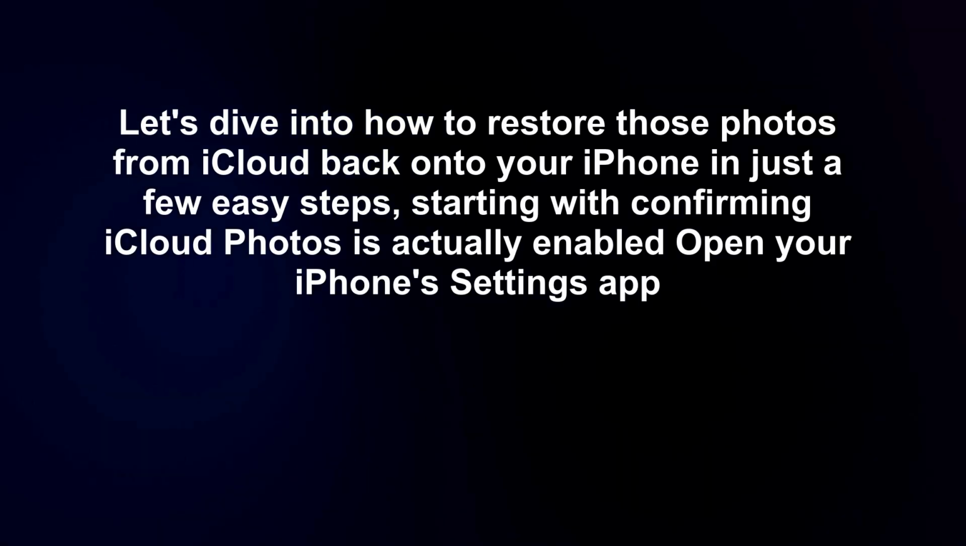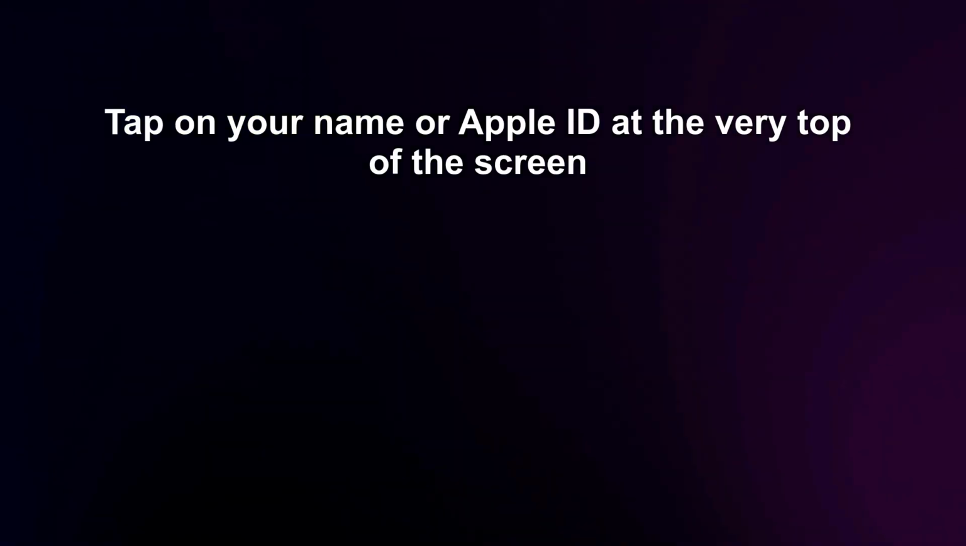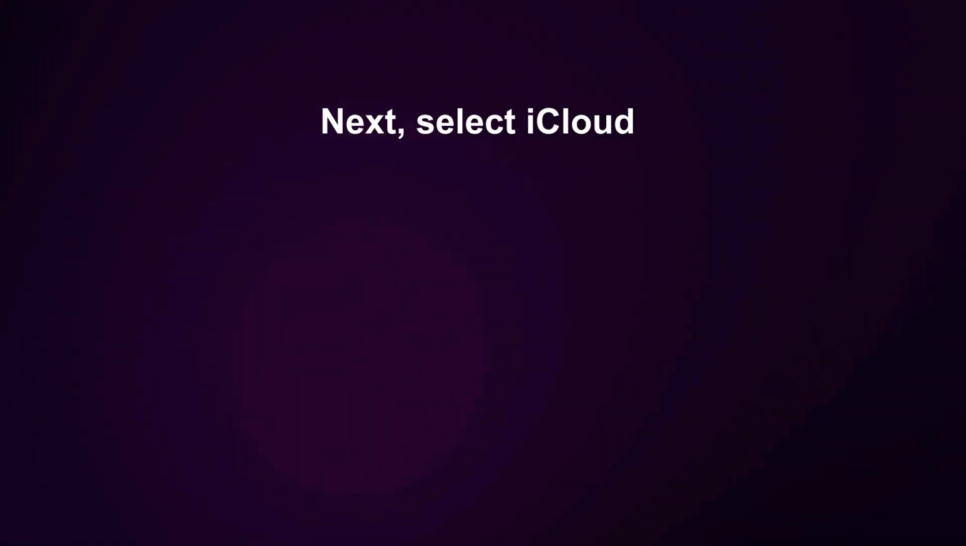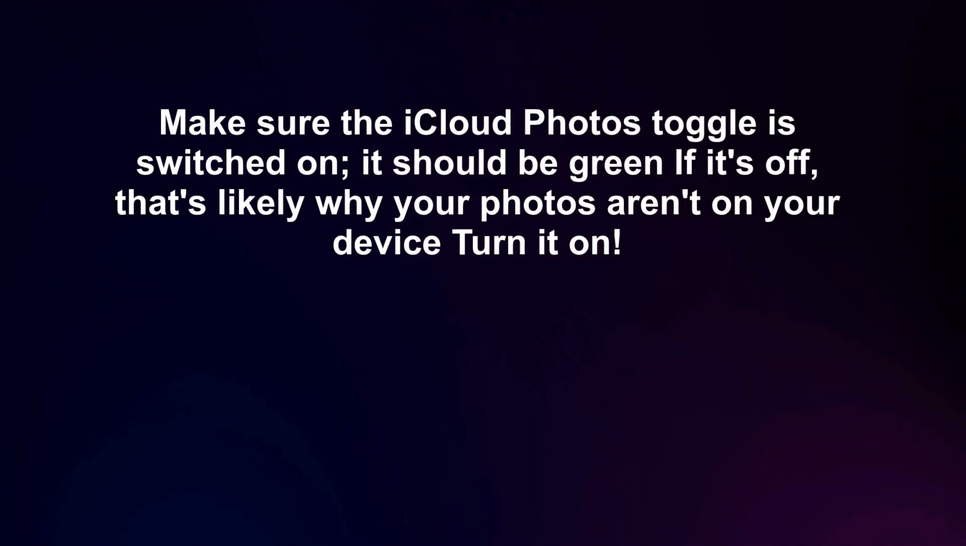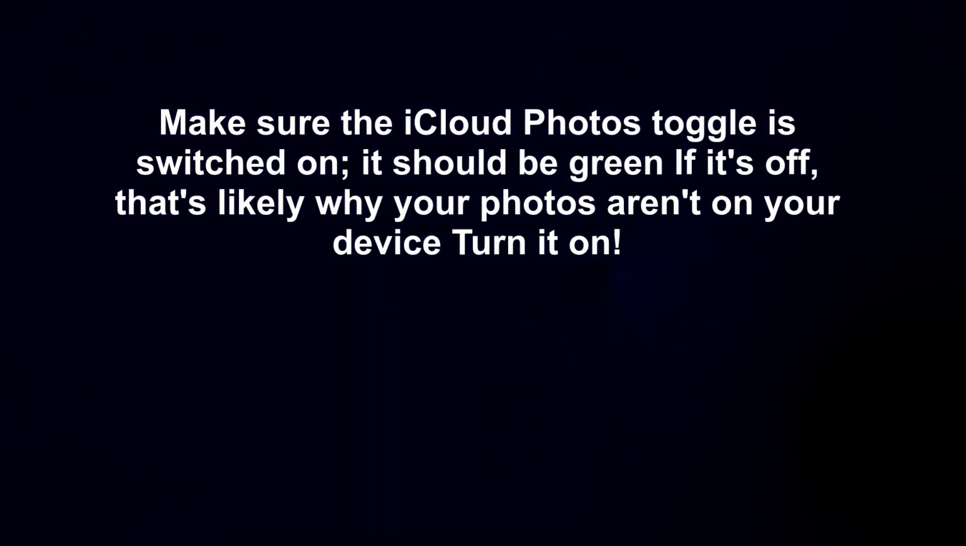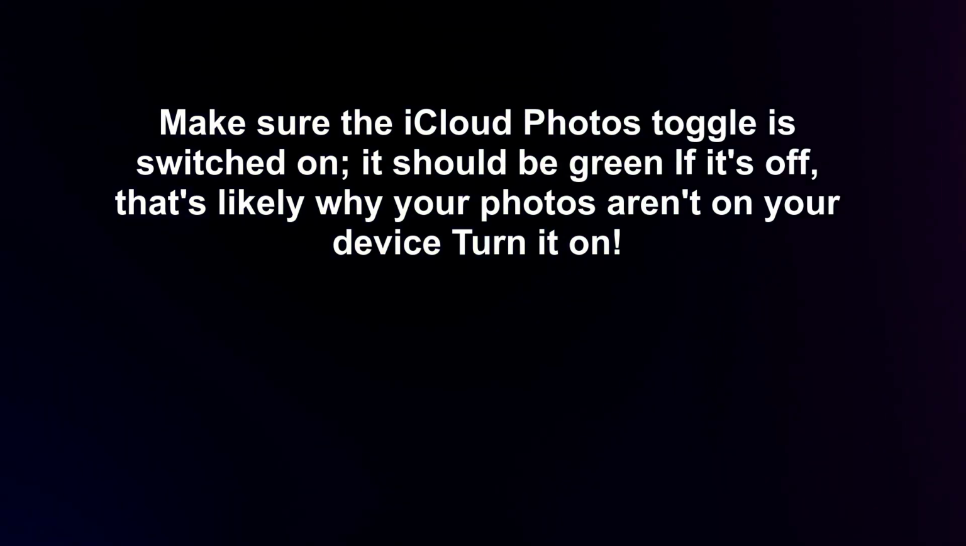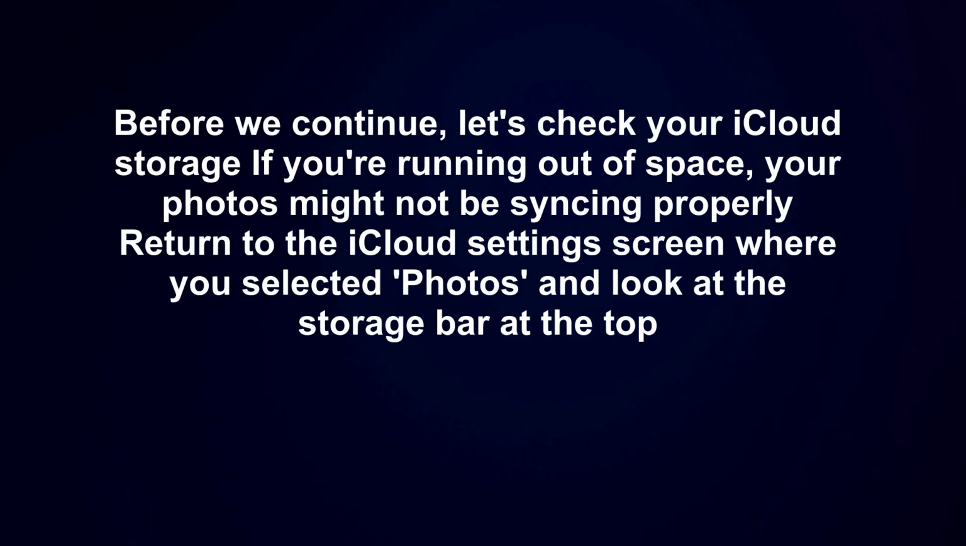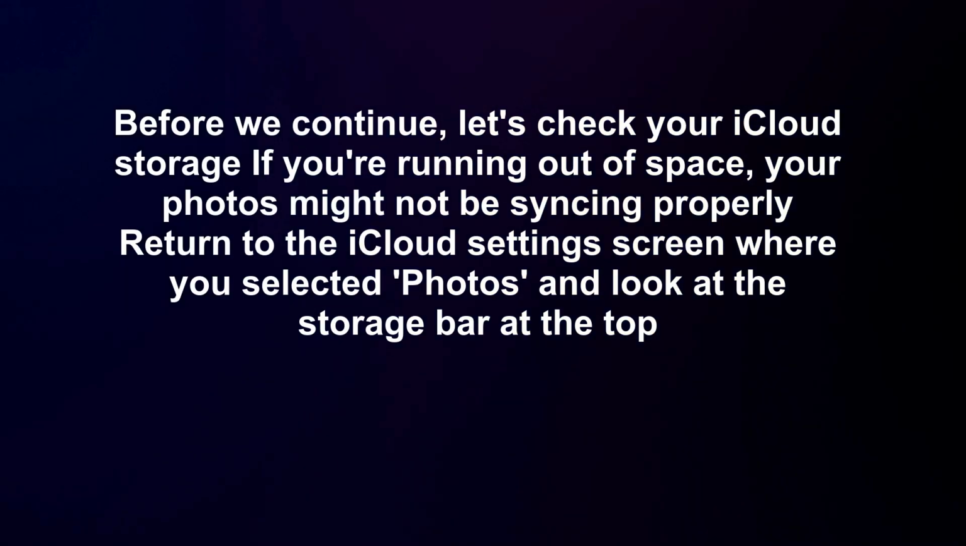Open your iPhone Settings app. Tap on your name or Apple ID at the very top of the screen. Next, select iCloud. Then, tap on Photos. Make sure the iCloud Photos toggle is switched on. It should be green. If it's off, that's likely why your photos aren't on your device. Turn it on.